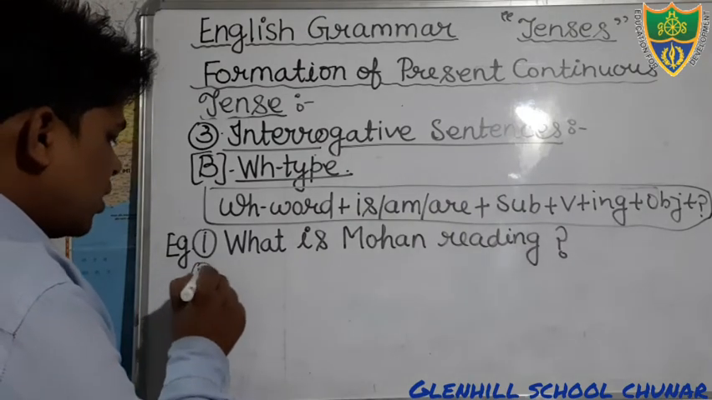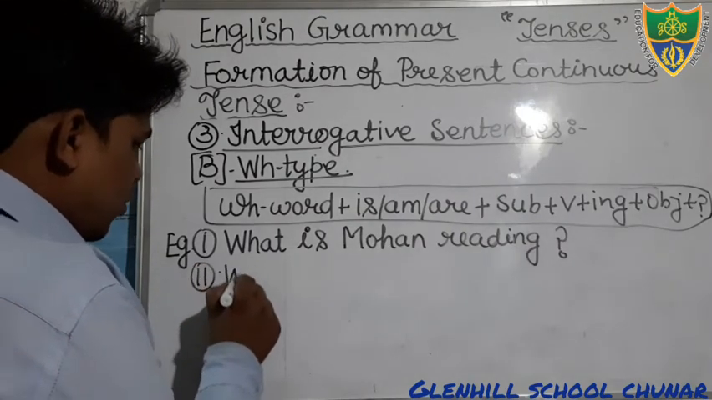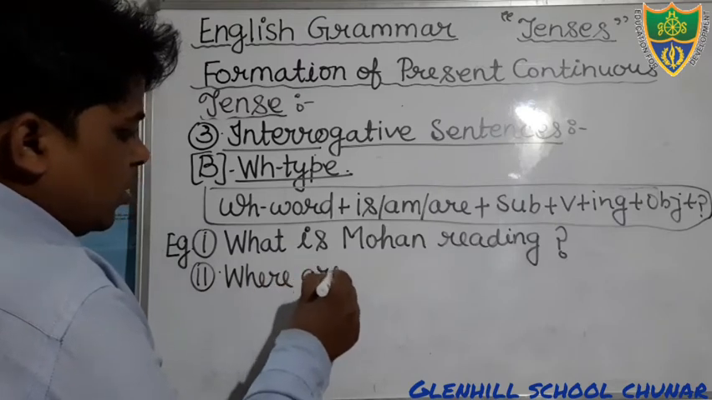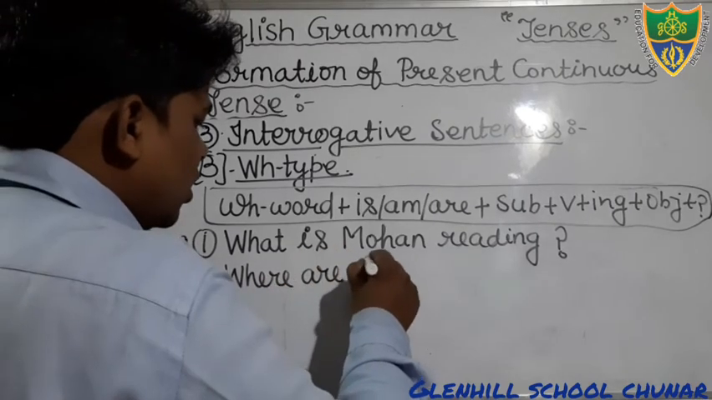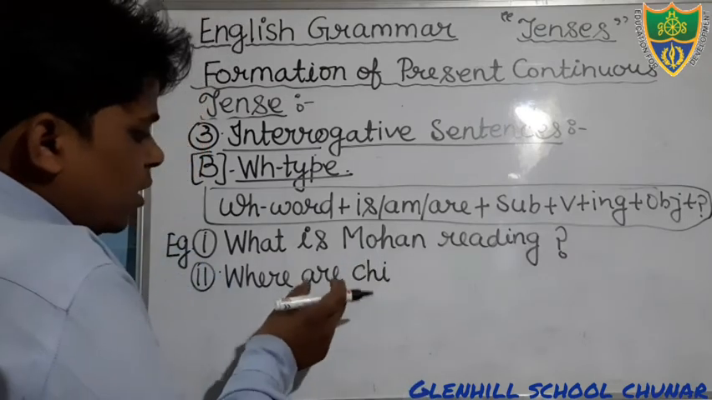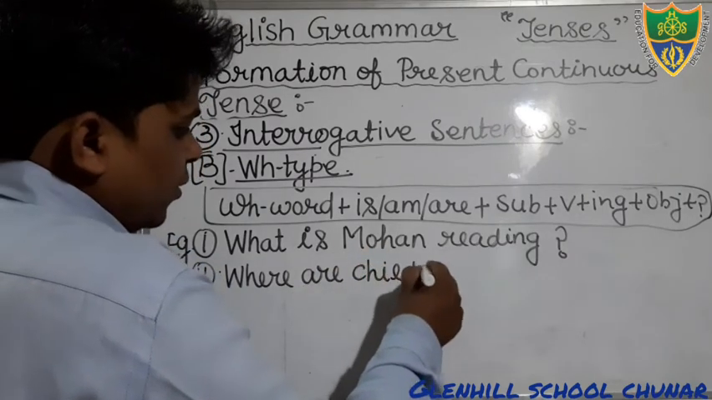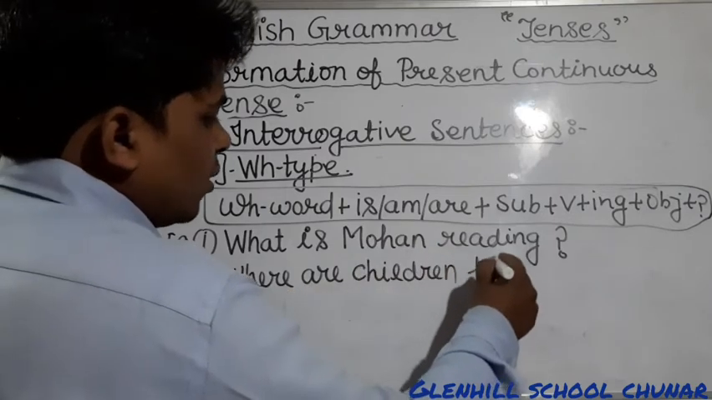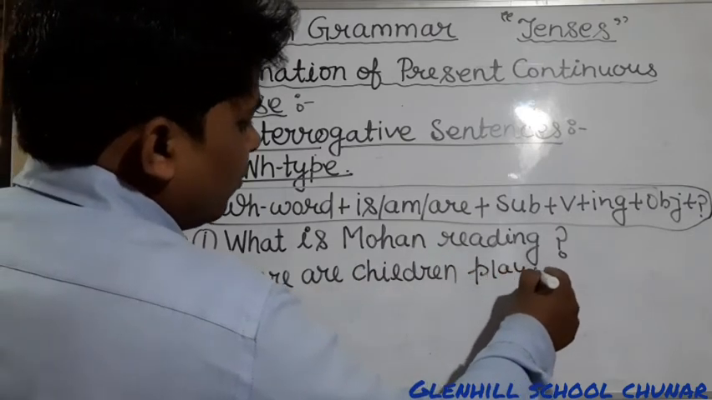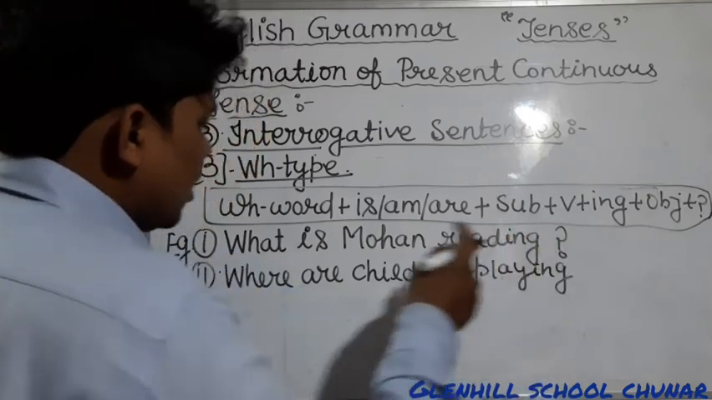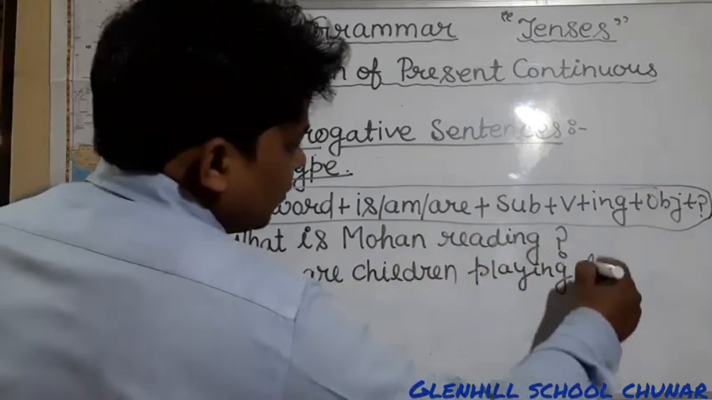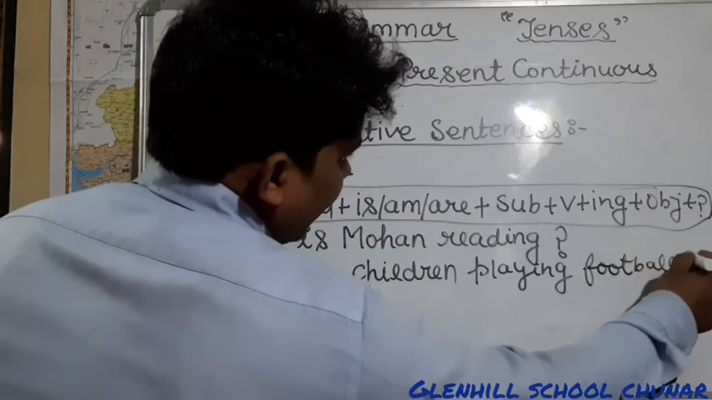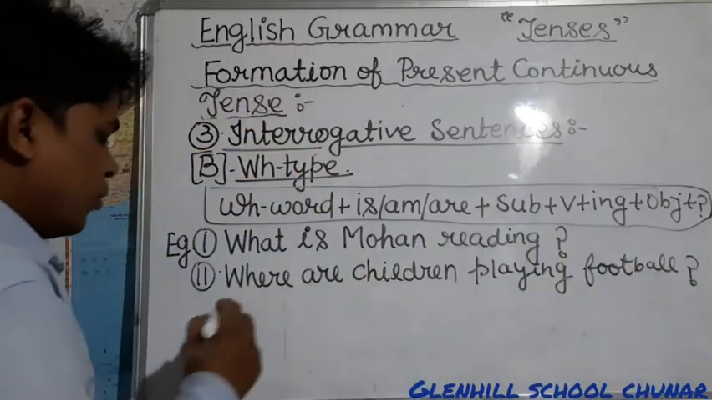Another example we can see. Where are children? Children is plural, therefore I have used here are. Okay, let's see. Where are children? Play is your main verb. In the verb we will add ing. Let's see. Where are children playing football? Okay, at the end you will use a question mark.